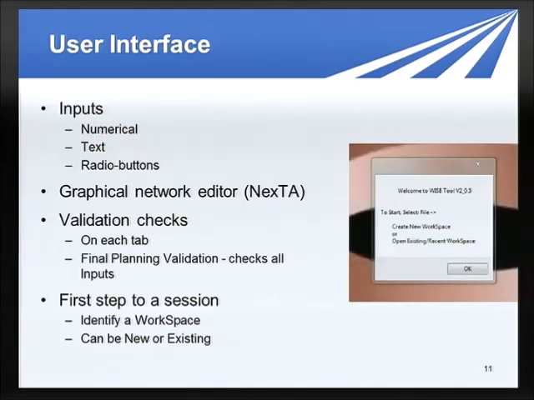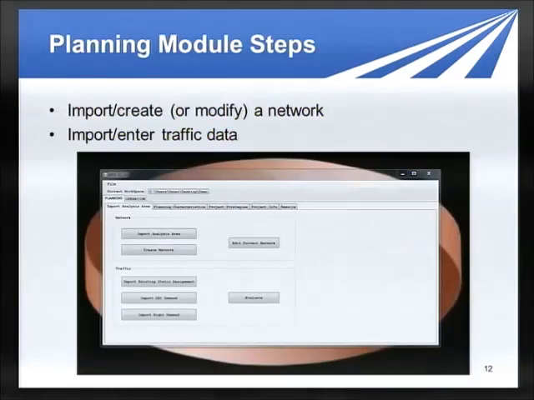So the user interface, these are just a couple of aspects of it, kind of how you put the data in. Some of it's numerical, some of it's typing in text, some of it's radio buttons, that type of thing. There is an ability, like I said, to do some edits to a network if you import a network into there. Typical things like validation checks that are part of any good tool. And then initially when you go in there, you get a welcome screen, you enter a workspace. And a workspace is essentially a folder for your scenario, your whole program of projects. It's where everything you input is going to be held in that one folder. That's really what a workspace is.